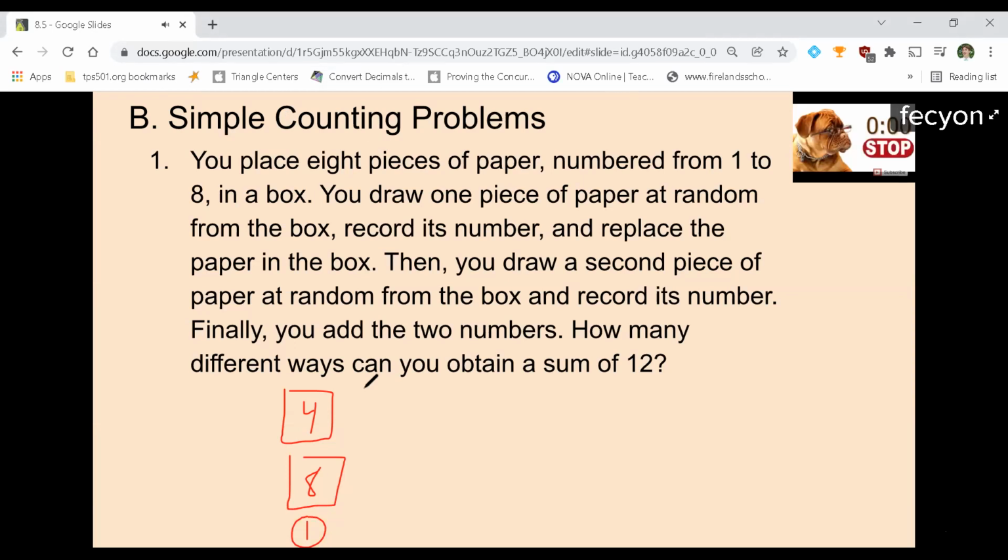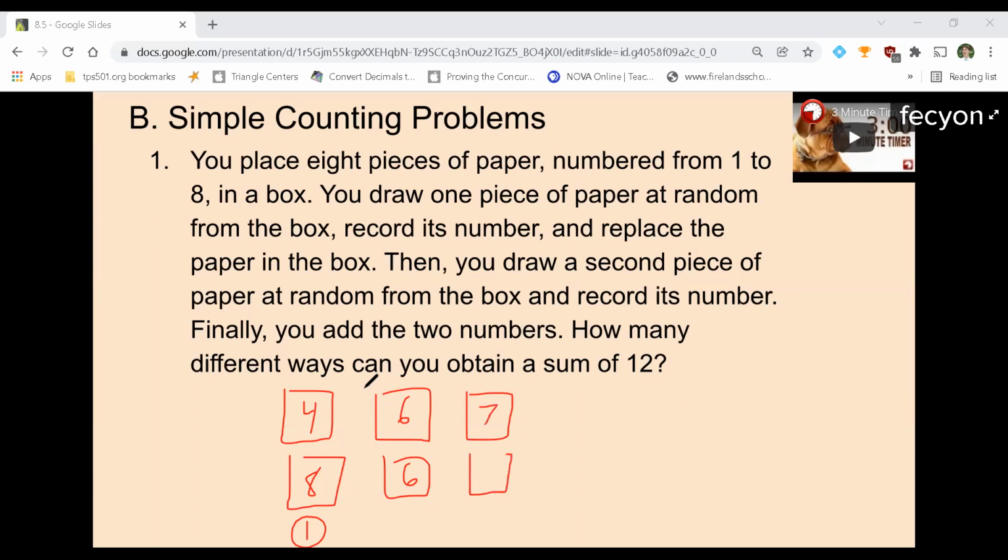All right, what's another way I could draw to get the sum of 12? If I draw a 6 and a 6, that would give me another. What's another way I could do it? Seven and 5. And also 5 and 7, right?